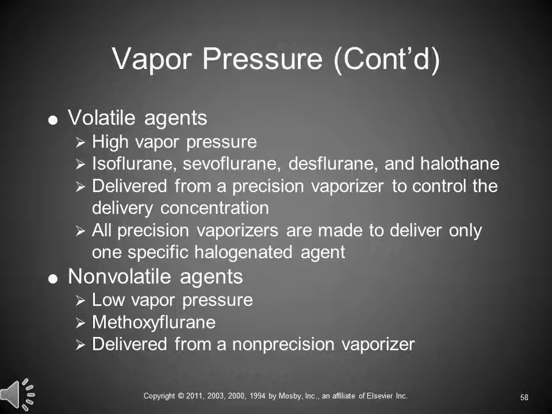Non-volatile agents have a very low vapor pressure. For example, our old friend methoxyflurane. Those are delivered from a non-precision vaporizer because you have to have a huge wick surface area to get this stuff into a gaseous state. Methoxyflurane just is not a viable agent anymore. We'll talk about it. We'll use it as an example of things that are bad. Okay, methoxyflurane, bad.